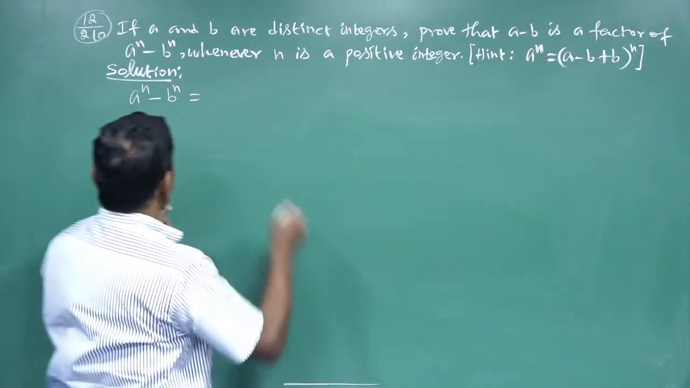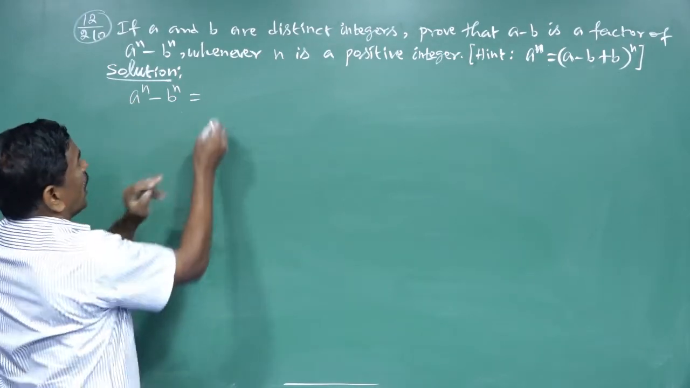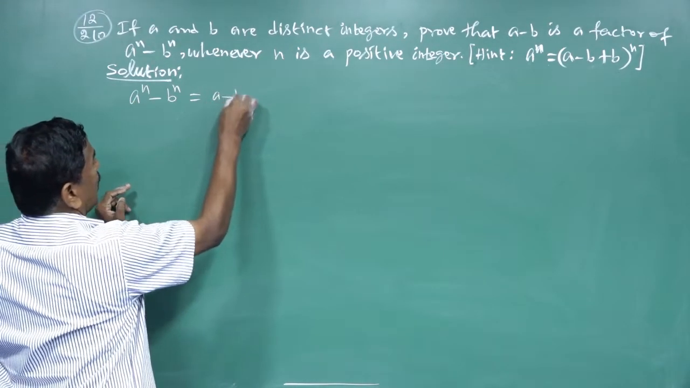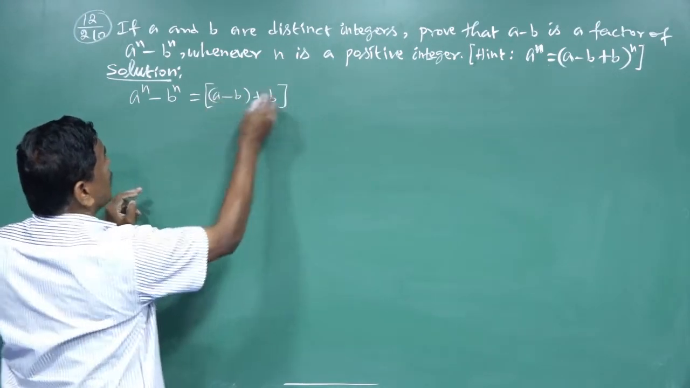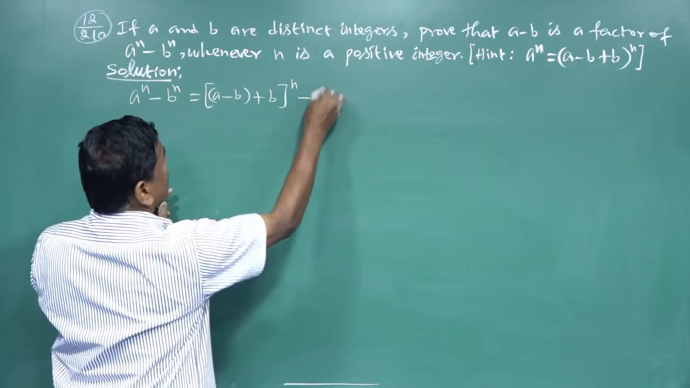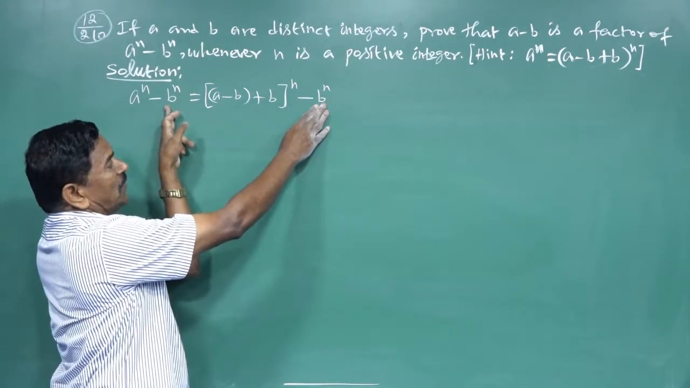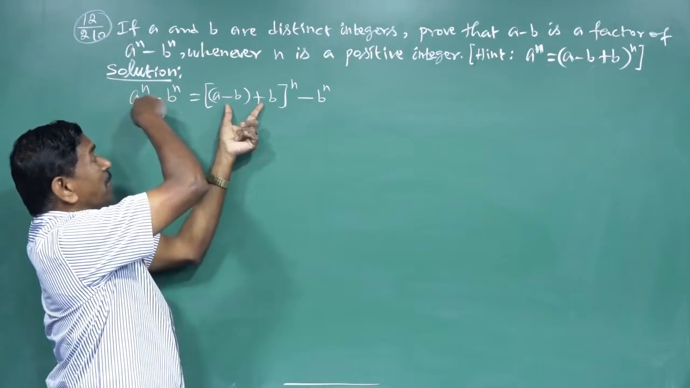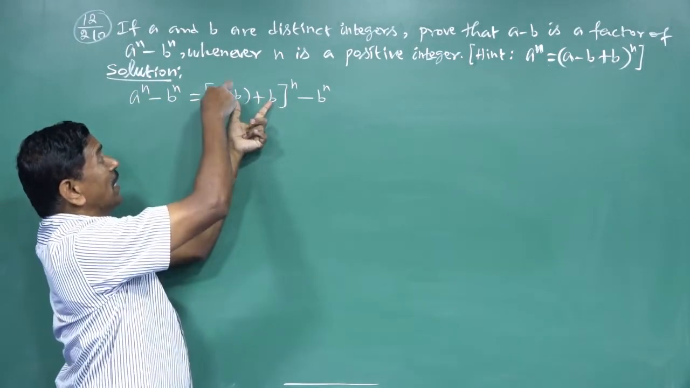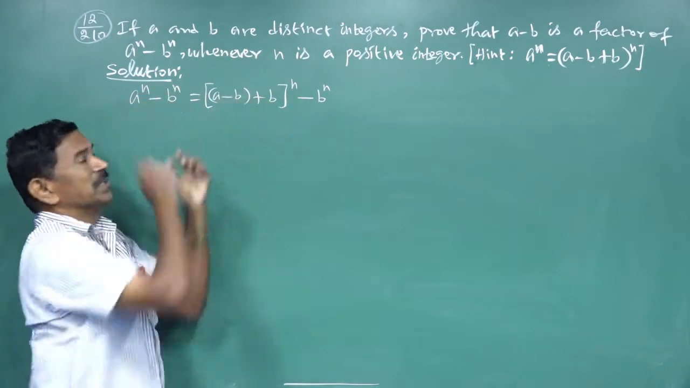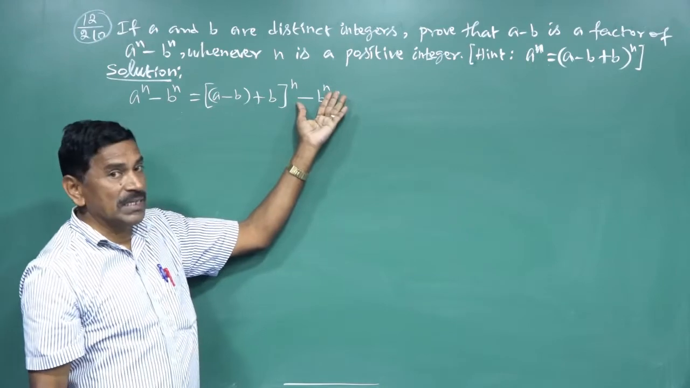That is the technique. Now listen, a power n only I want to split: [(a minus b) plus b] whole power n minus b power n. Remember, minus b power n stays as it is. And a can be rewritten as a minus b plus b, where minus b plus b cancel, remaining a power n, we get a first term. Again, minus b power n as it is.